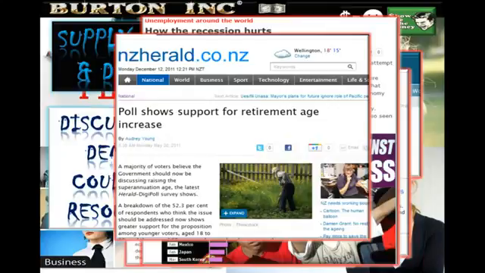A lot of countries over the last few years have increased the retirement ages. Increased retirement age increases the pool of available workers.